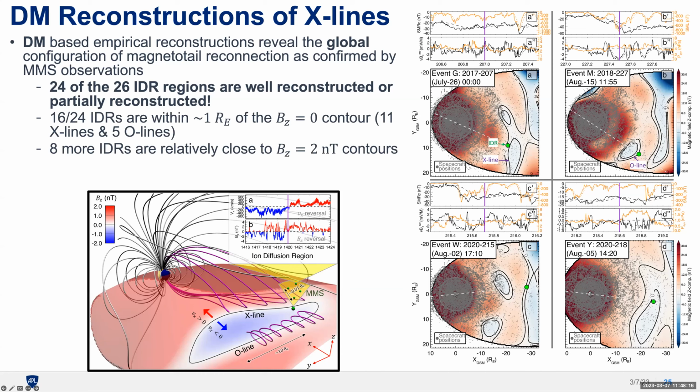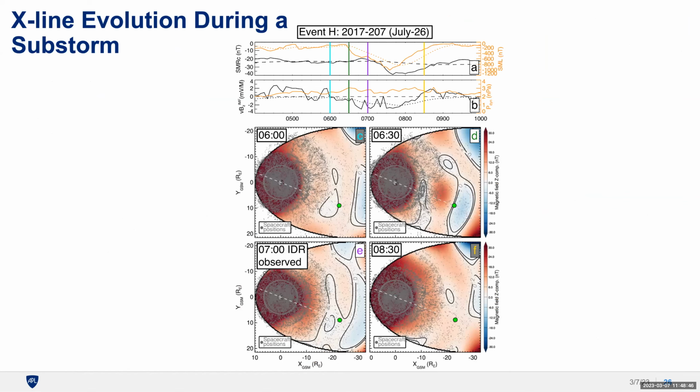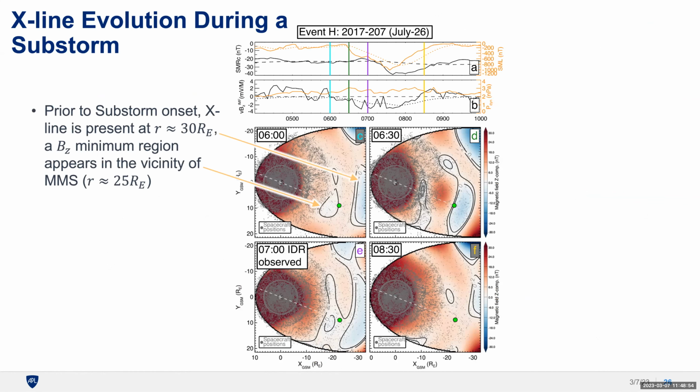So 16 are like this, where they're basically right on top of each other. Another 8, we didn't quite resolve it, but we basically got a BZ minimum region, but without fully resolving a BZ equals 0 contour. But basically only 2 events were inconsistent, where the reconstructions were inconsistent with the observations. And both of those had pretty plausible explanations. So this is a good benchmark that we are really resolving the global configuration of X-lines during substorms.